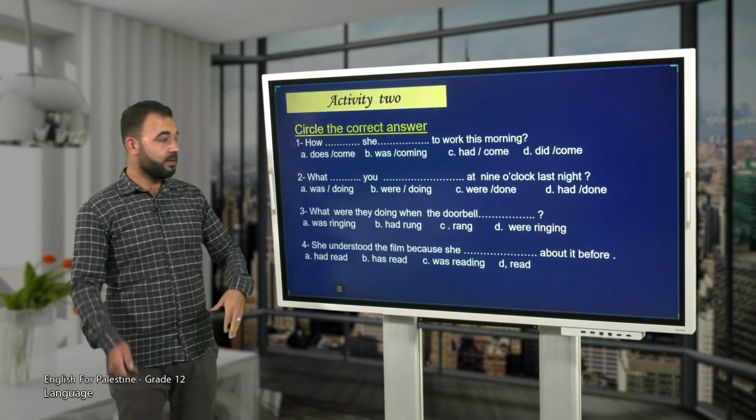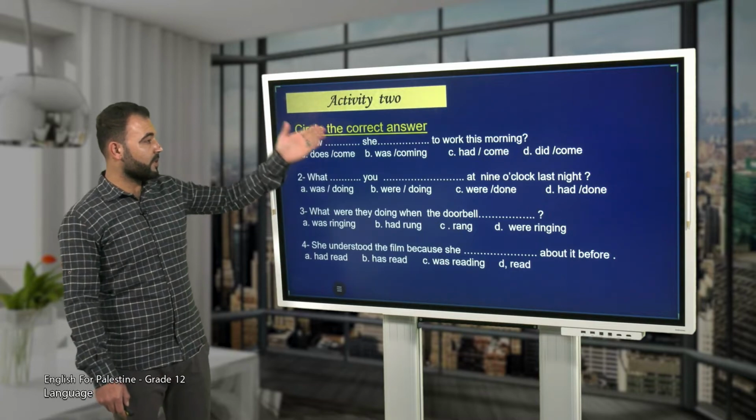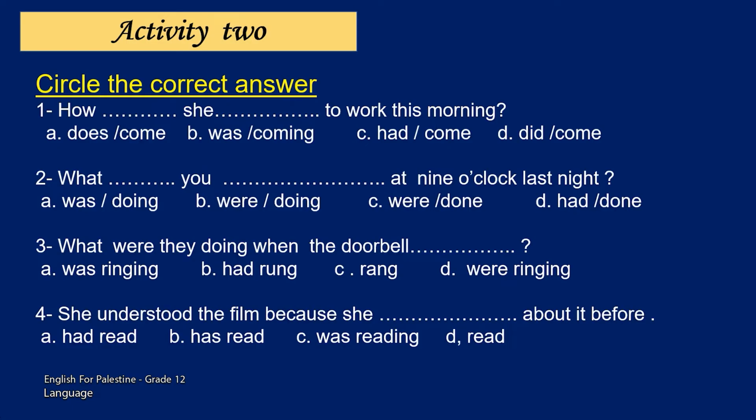Let's move now. Activity 2. Again, try to circle the correct answers for these sentences. You have 2 minutes. So, go. Thank you. Let's check your answers. Number 1. How she to work this morning? Circle. So we have here many choices. A. Does come. B. Was coming. C. Had come. D. Did come. What do you think? This morning. The answer is D. How did she come to work this morning?